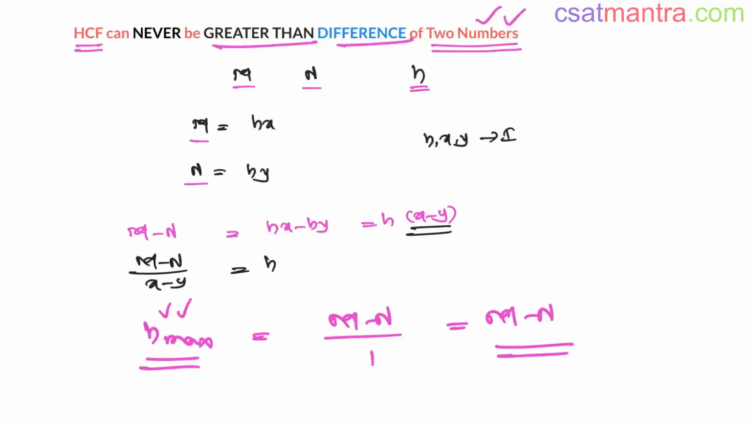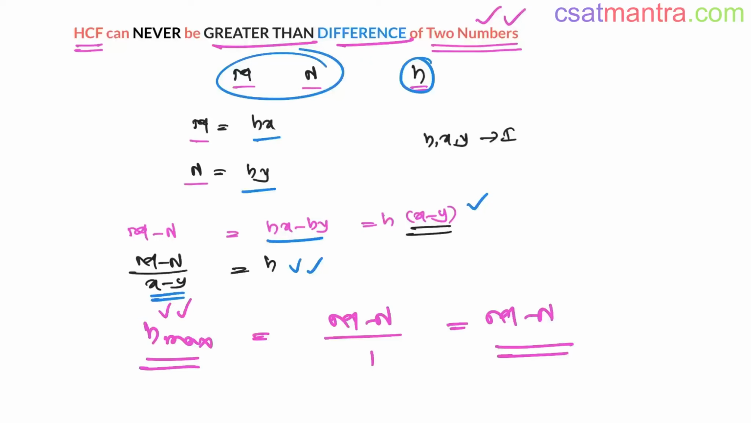Very simple concept. You have two numbers and their HCF. Now you have written these two numbers as hx, hy, in terms of HCF. You want to find out their difference, that is h into (x minus y). You want this to be maximum. For that, this needs to be minimum. What is the minimum value of x minus y?